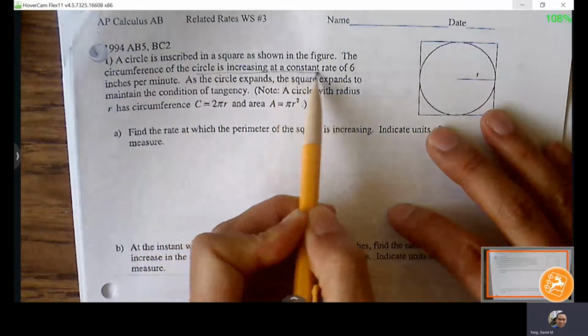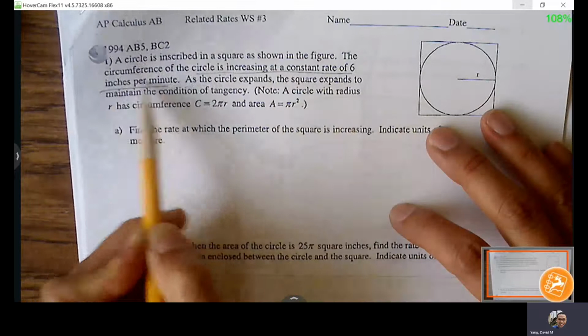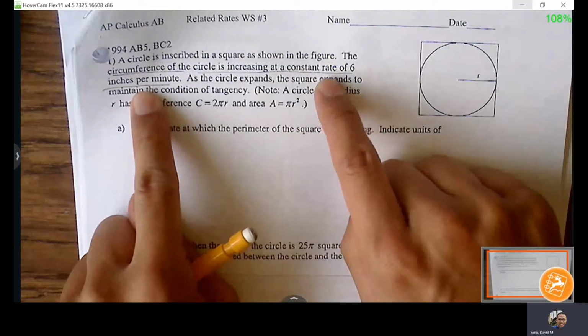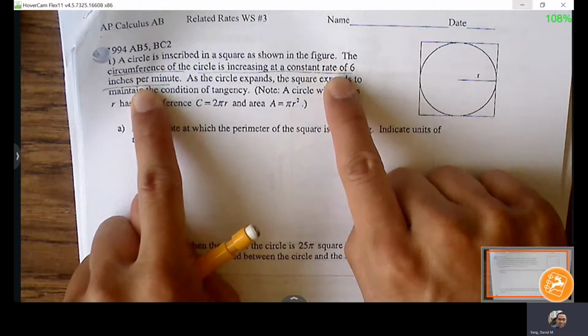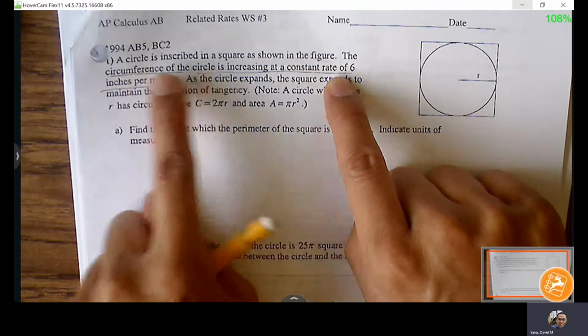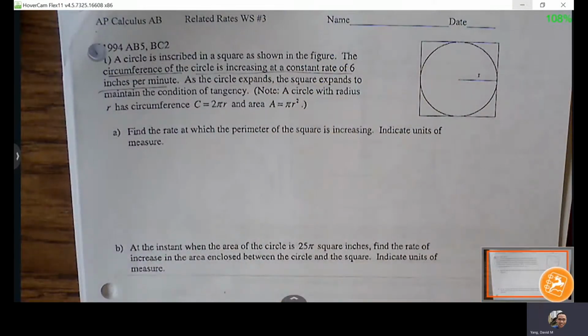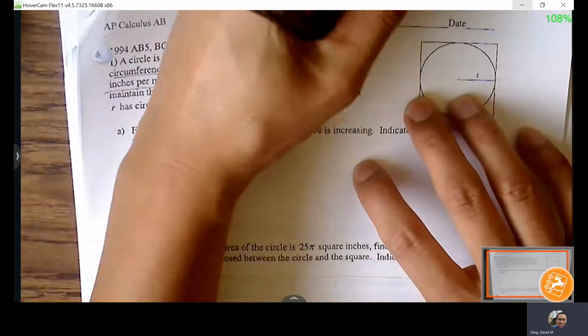It says the circumference is increasing at a constant rate of 6 inches per minute. Can you decide what variable that could be referring to? Good, right? Circumference, you see rate, you see inches per minute. So we'll call that dC/dt. Okay, I'll just put that up here.